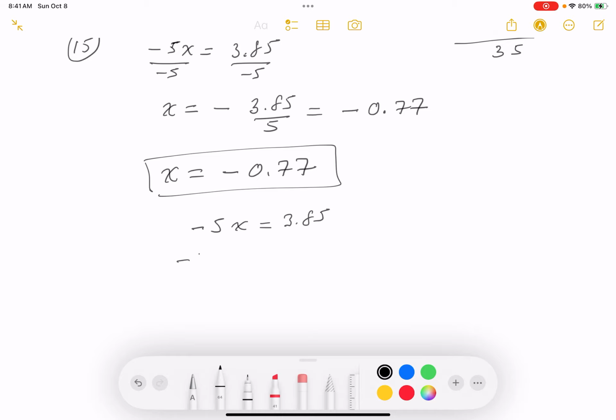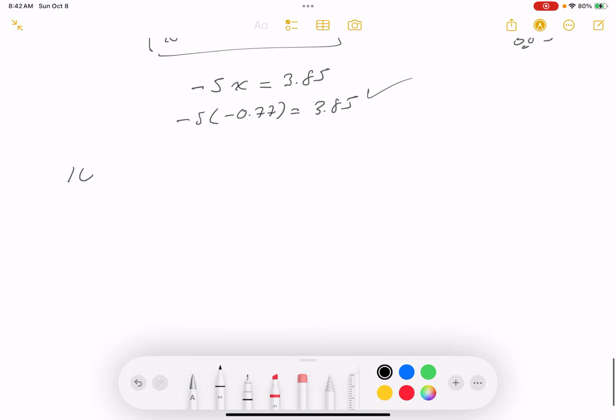So I'm going to check it by plugging it in. By putting an equal sign down, I'm kind of making a statement that it is true. But let's go through it. Negative times negative is positive. And let me do 5 times 0.77. Whoops. I've got to get the eraser out again. 5 times 0.77. 5 times 7 is 35, so 38. Count the decimal places, 3.85. Yes, we're getting that. Let's go to problem number 16.